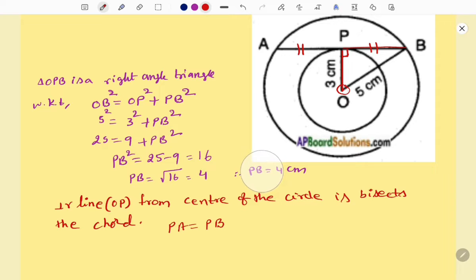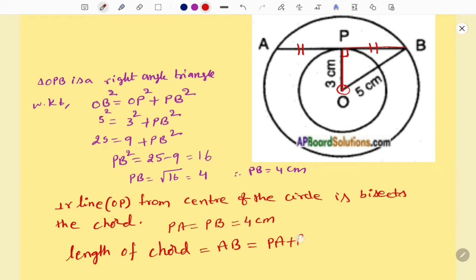You already know PB is how much? 4 centimeters. So PA is equal to 4 centimeters. Here we want to find the length of the chord. Length of the chord is AB. So it can be written as AB equals PA plus PB. PA is 4, PB is also 4. That is equal to 4 plus 4, that equals 8 centimeters.